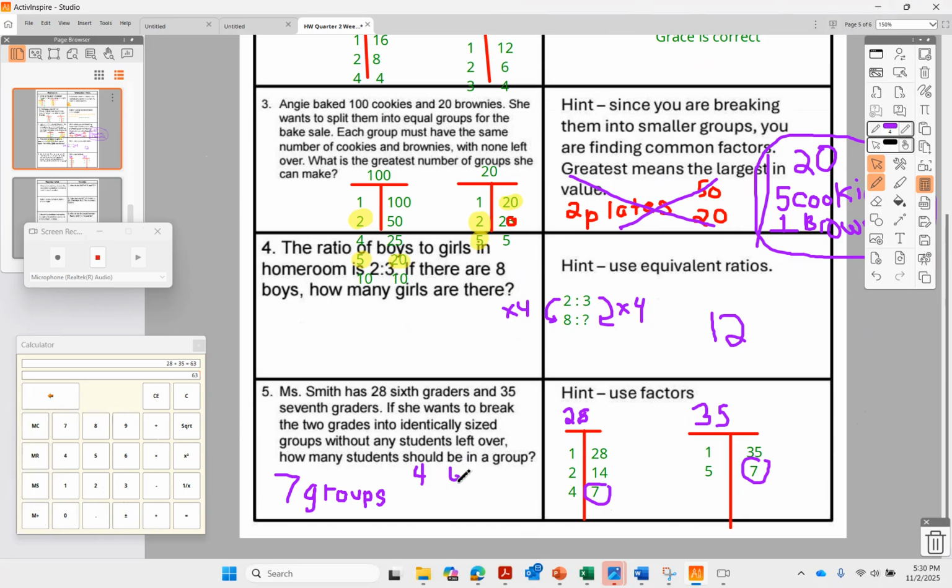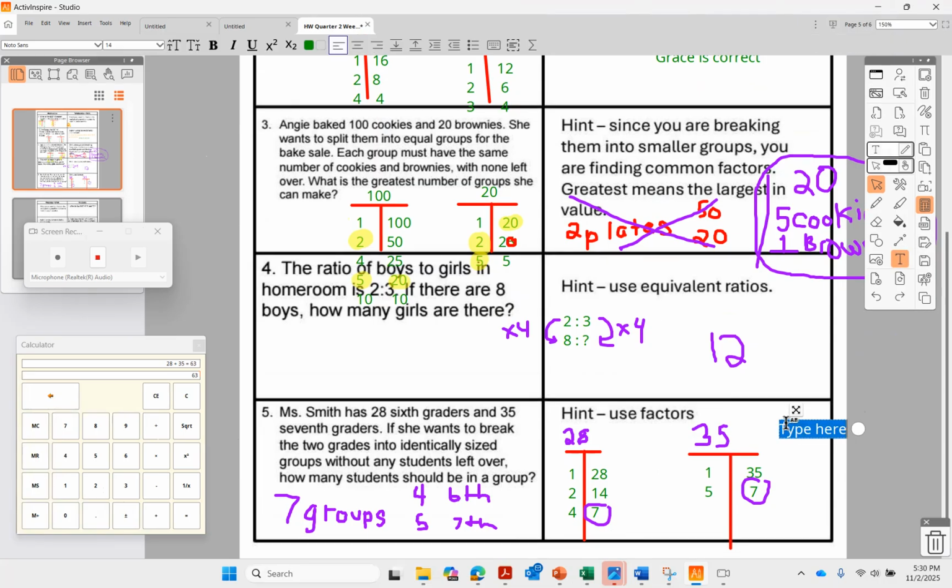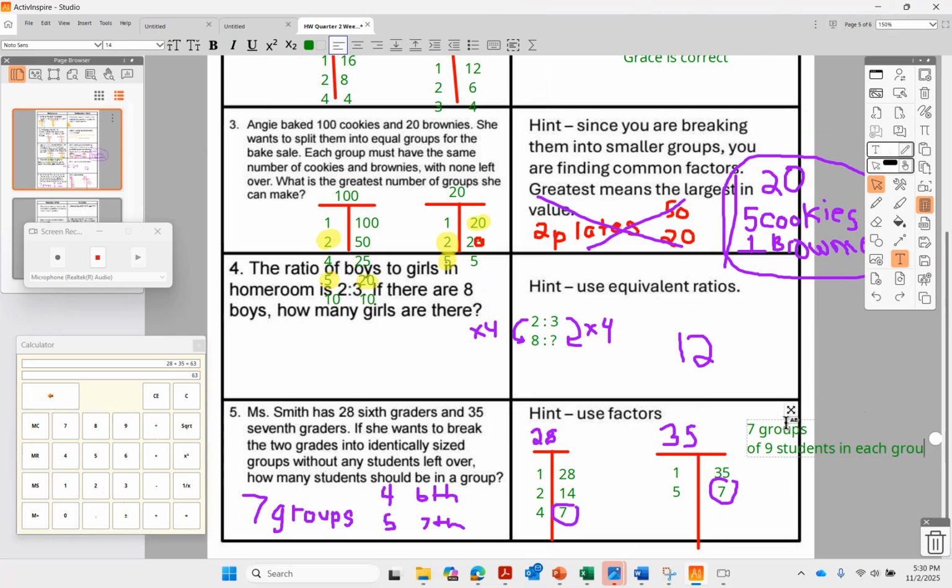4 6th graders and 5 7th graders. So I'm going to type all this because it's kind of making a mess. So she's going to make 7 groups of 9 students in each group. Which is 4 6th graders and 5 7th graders. Okay.